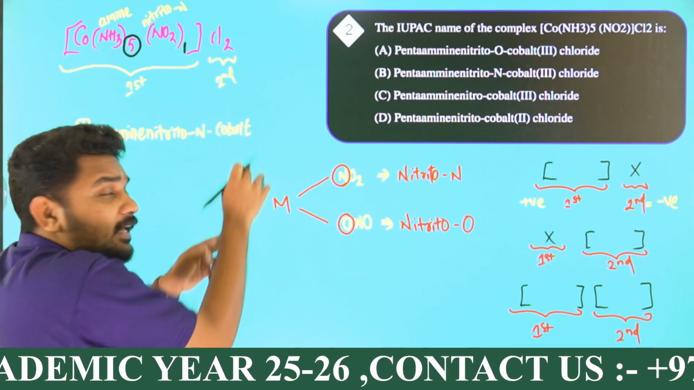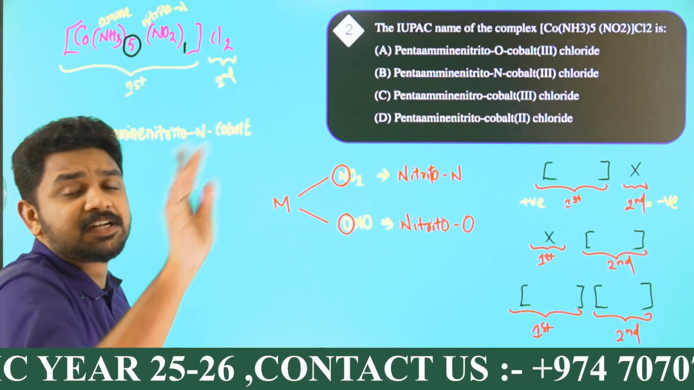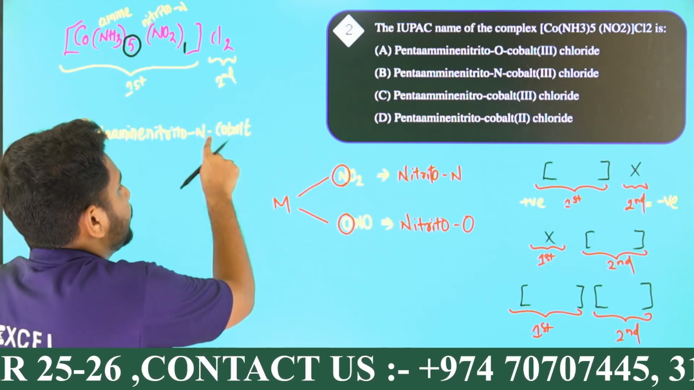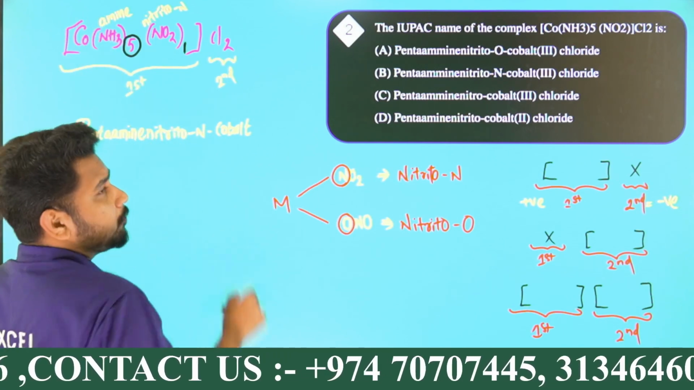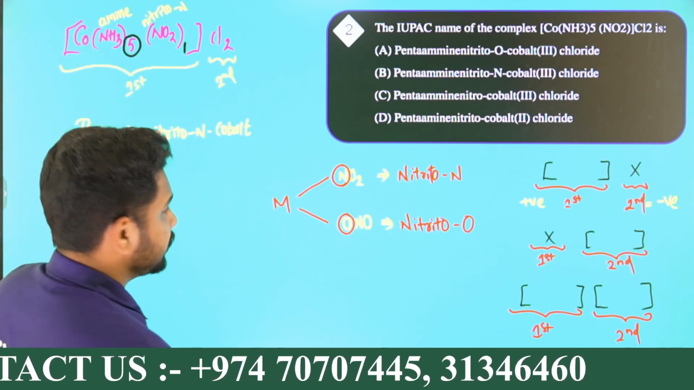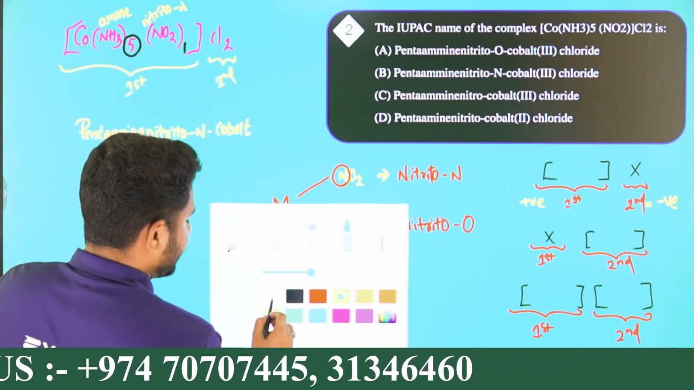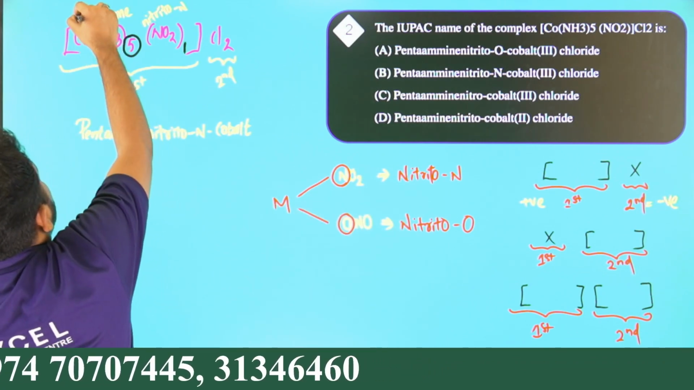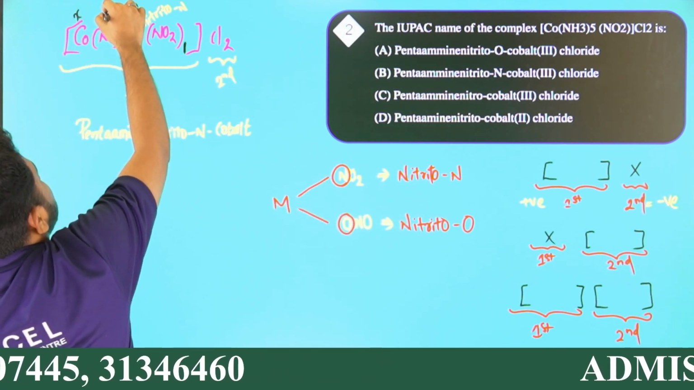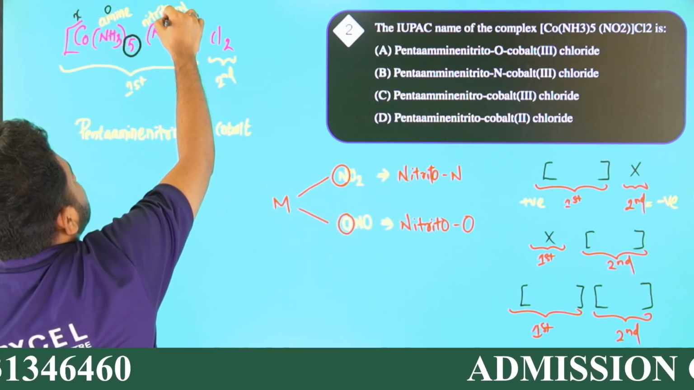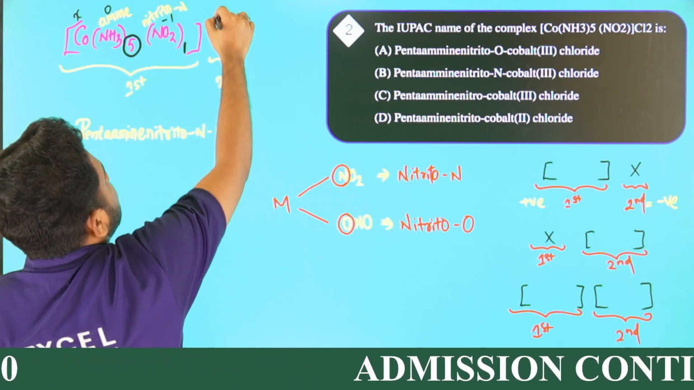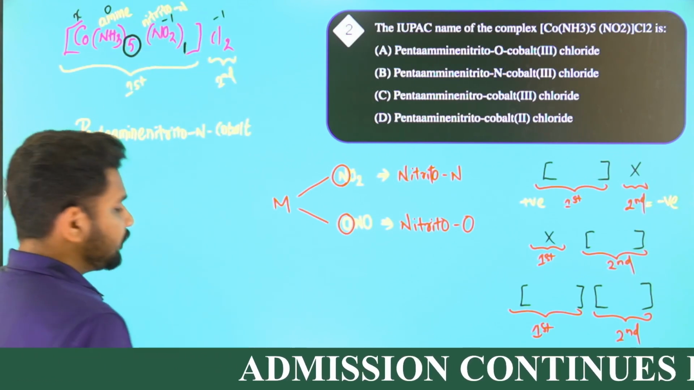But you have to write the oxidation number of the central metal. The central metal is cobalt. What is the oxidation number of cobalt here? You have to find it. How can we find it? Cobalt is X and NH3 charge is 0, NO2 charge is -1 and chlorine charge is -1. How can we find it?